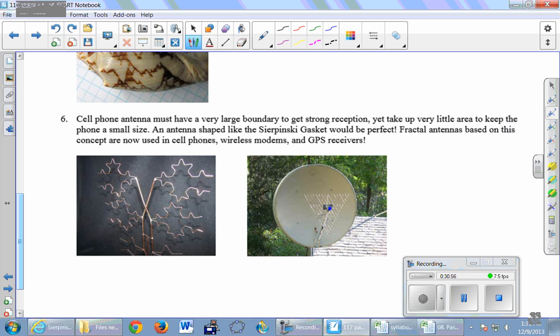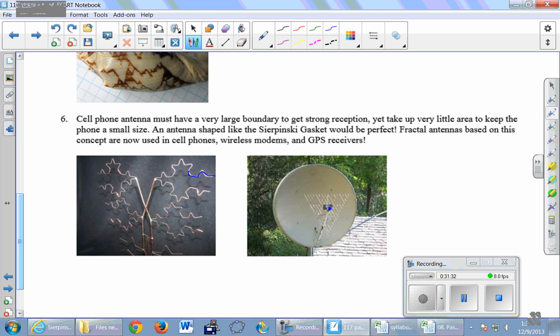But really what we want is something with a big perimeter, because we want a lot of things for the TV rays to come in and be able to hit, but we don't want it to take up a lot of space. You can't just have a football field's worth of antenna coming out of your house. So we want something with a lot of perimeter, but very little area. And the Sierpinski gasket accomplishes that, right? It's got area that's very small. It takes up a very tiny amount of space, but the perimeter is very large. And so it makes sense to make your antenna in the Sierpinski gasket shape.